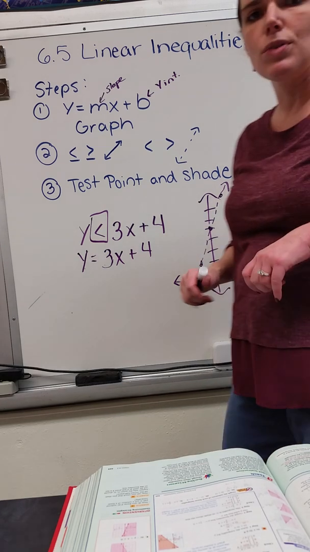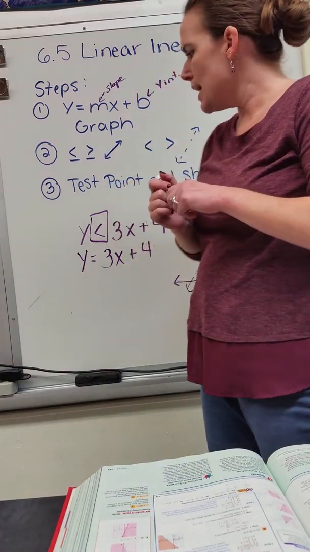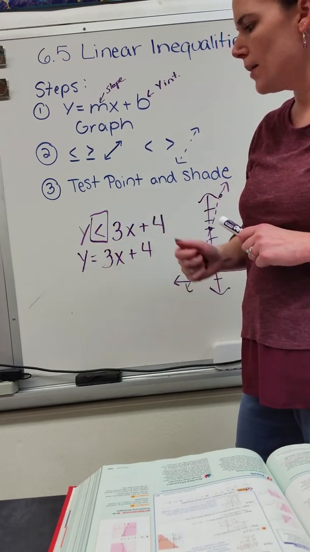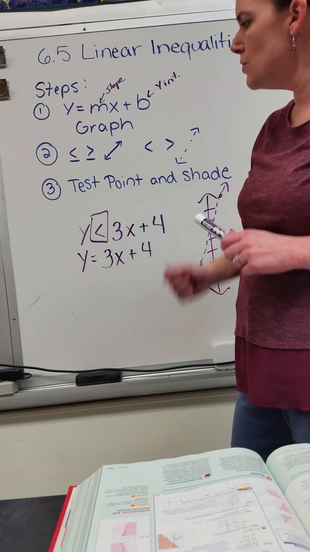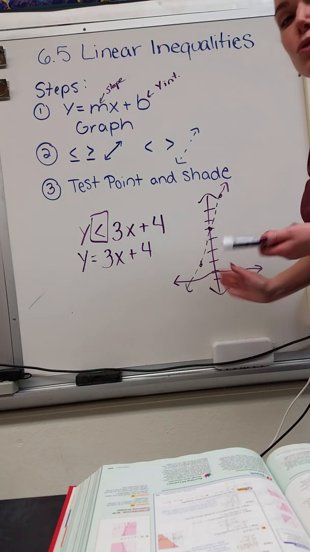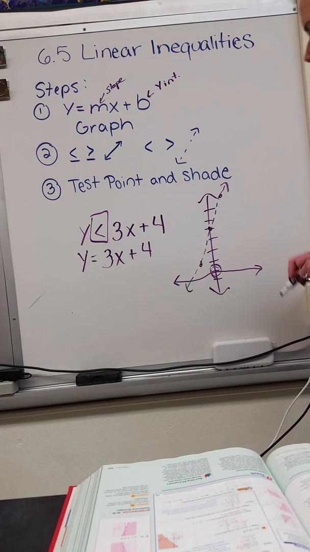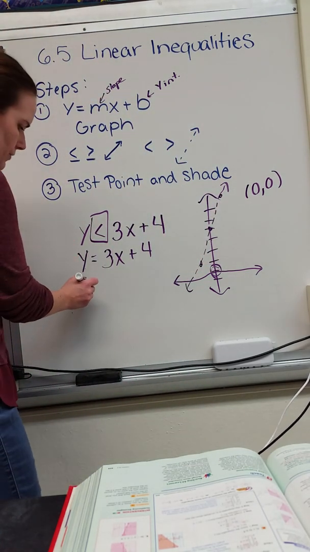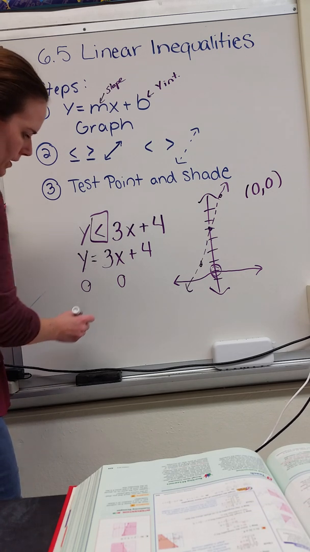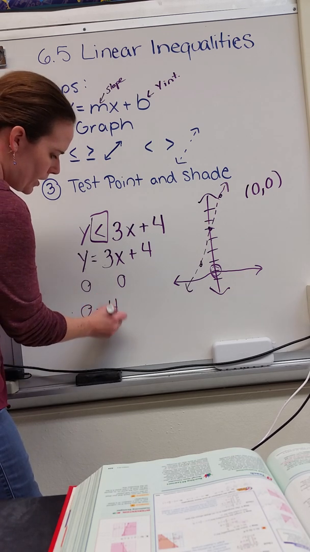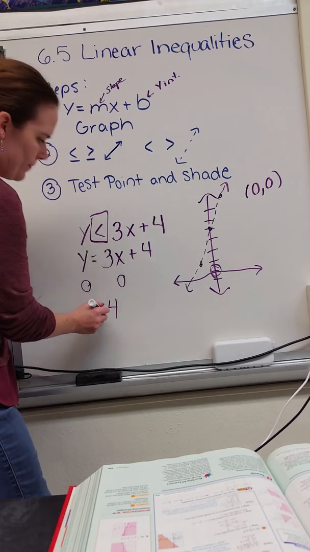Okay, the last step is what's tricky for students. You are saying y is less than 3x plus 4. So you need to pick a test point that's not on this line. So usually people use 0, 0 as their test point. And you decide if that's true. So you plug in, if y is 0 and x is 0, then 0 equals 3 times 0 would be 0, plus 4. And sorry, this isn't actually an equals, it's a less than.